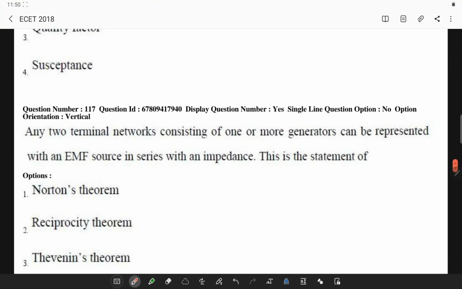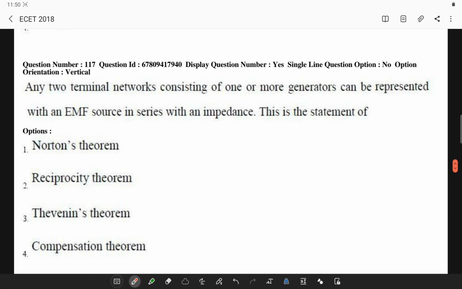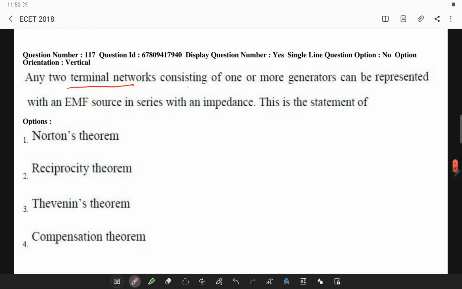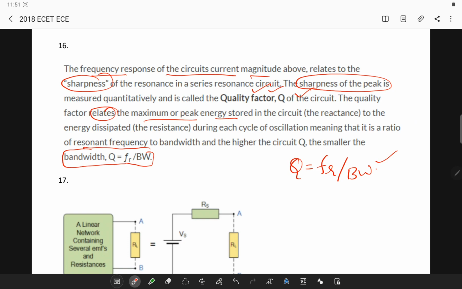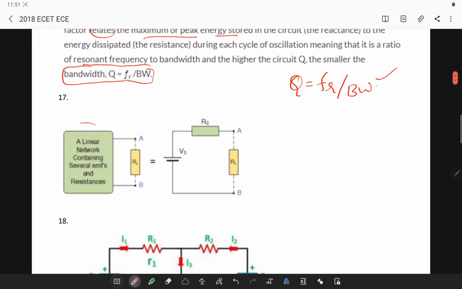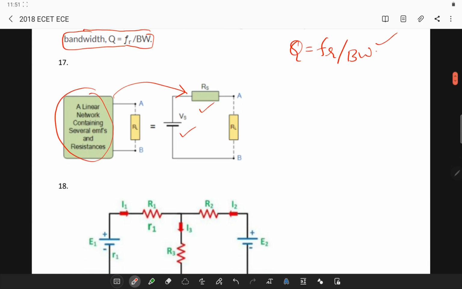So the next question is: any two-terminal network consisting of one or more generators can be represented with an EMF source and an impedance. Simply imagine this, and you can know the answer. It is nothing but Thevenin's theorem. This is how it looks. A linear network will simply be taken as a voltage source in series with a resistance, and then you will have the load across it.